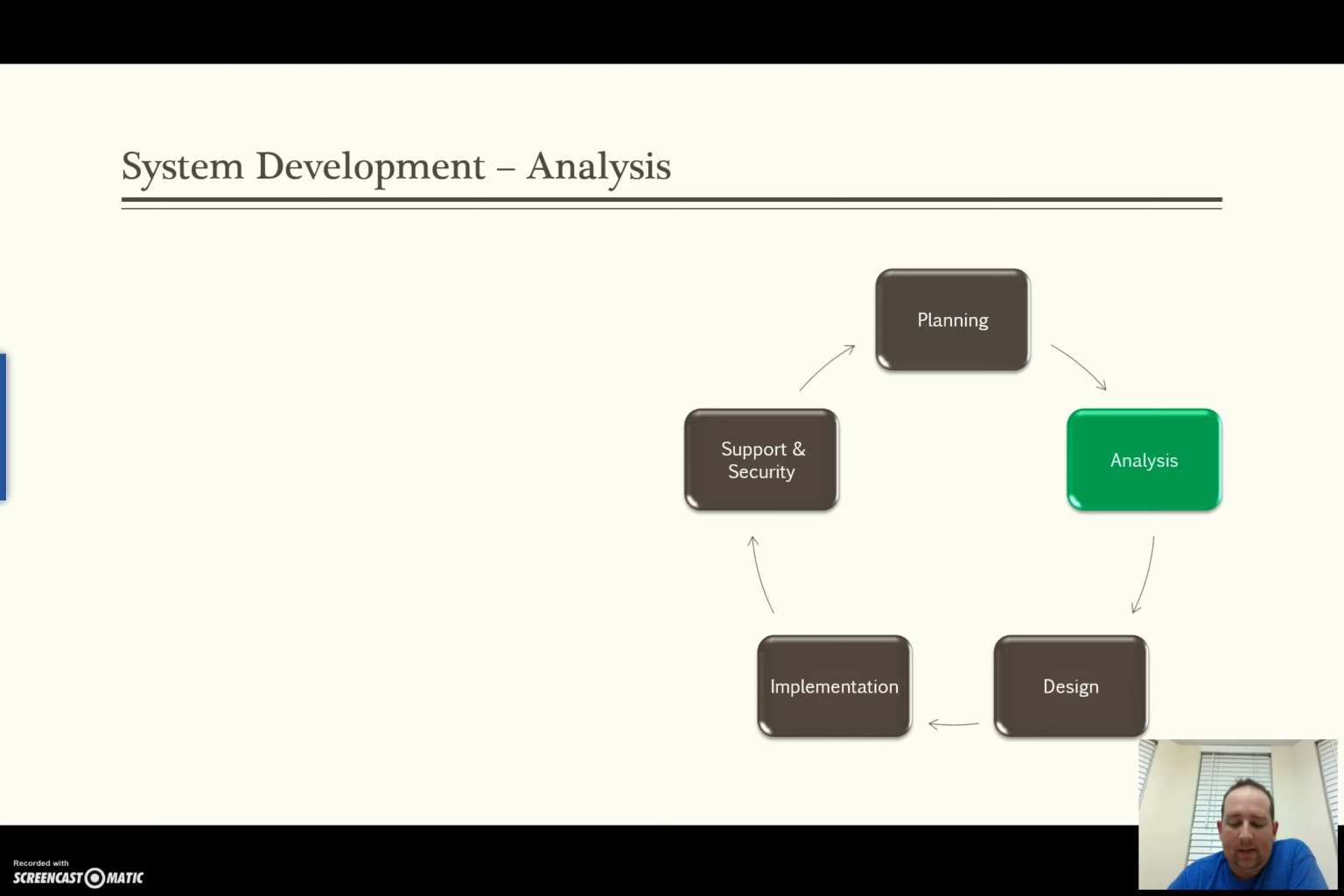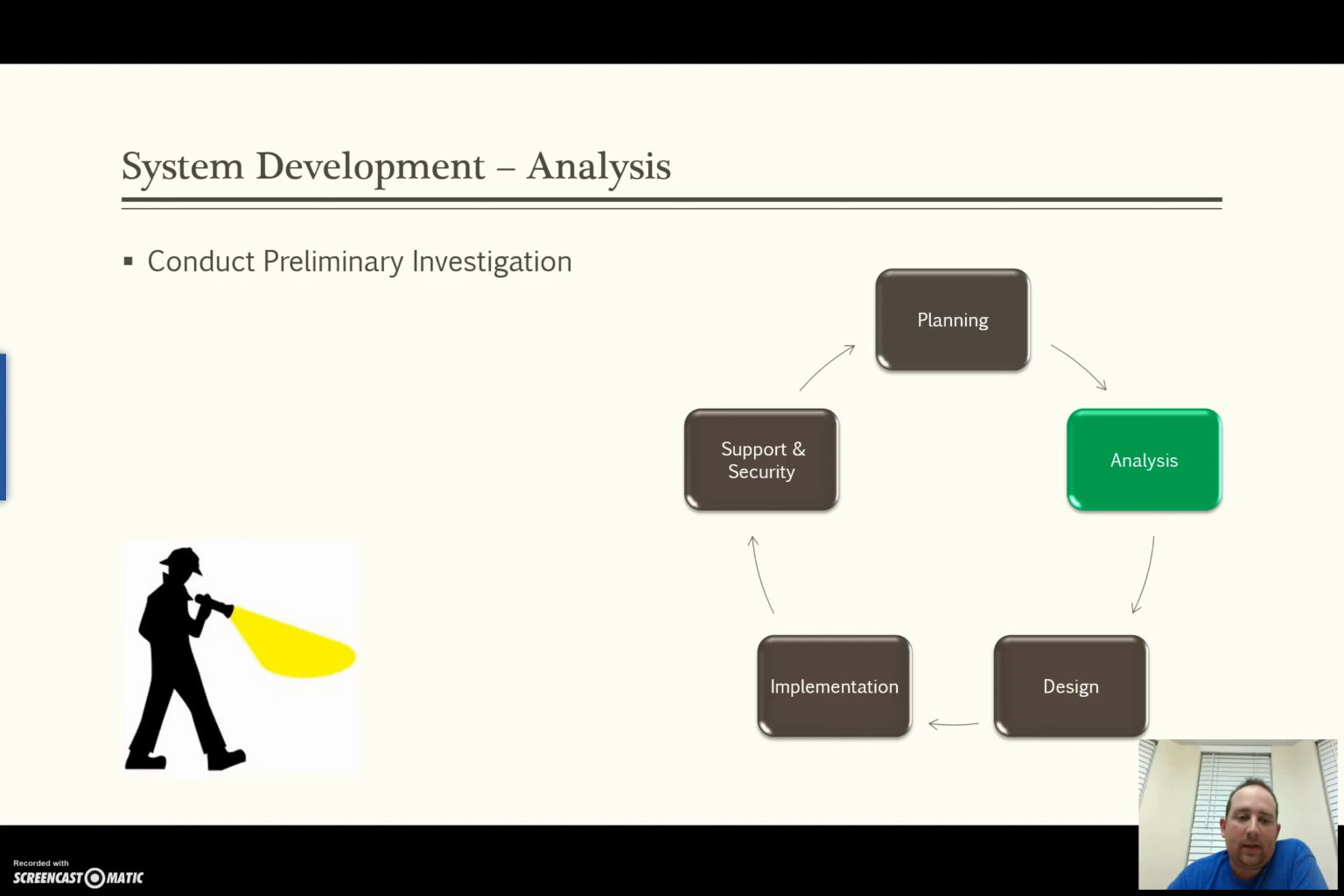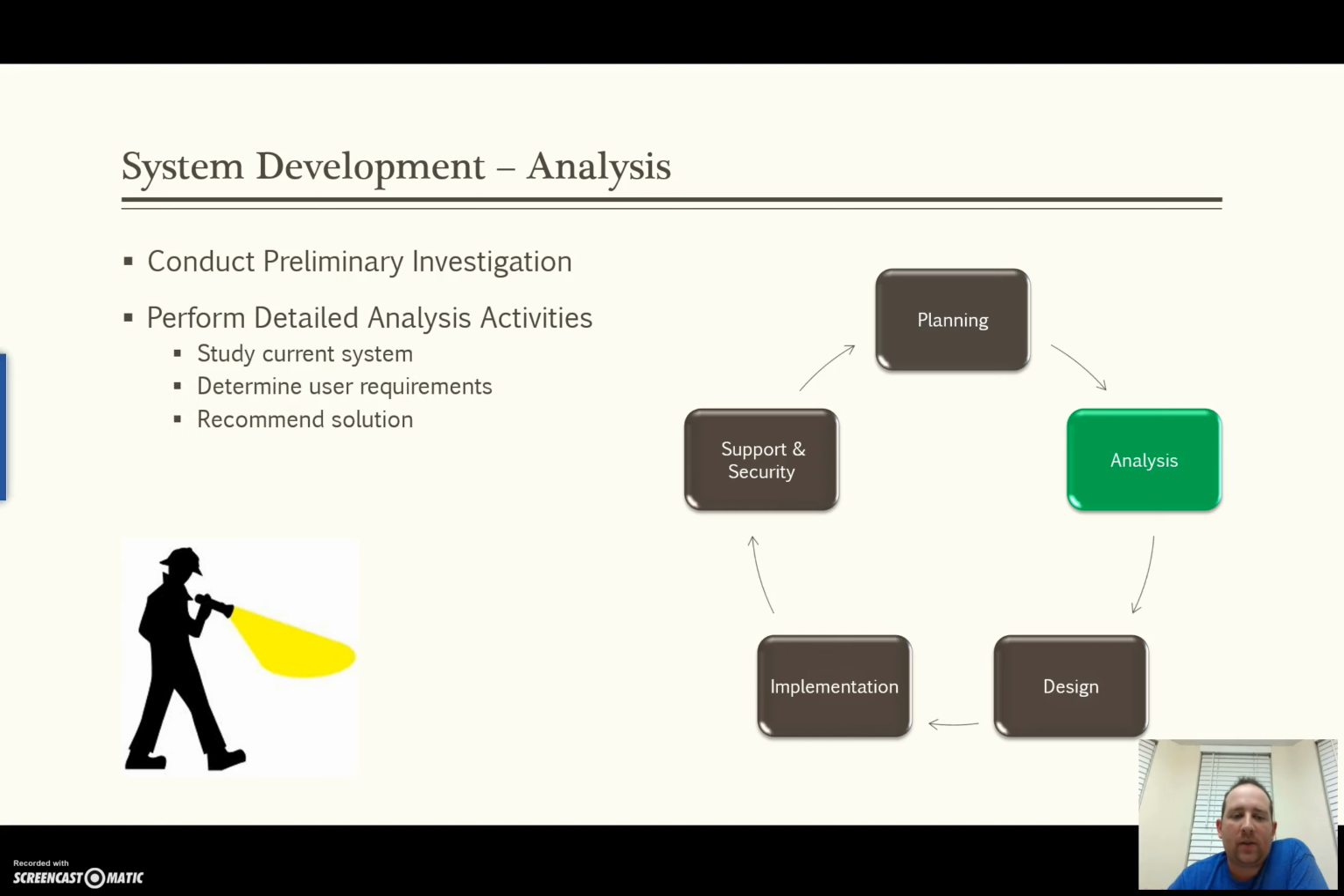The next phase is the analysis phase. This is typically conducted by what's called a system analyst, also known as a system developer. This is where you would conduct a preliminary investigation. You would perform any detailed analysis activities. This is, again, typically where that system analyst will go in and really do a deep dive and figure out exactly what the expectations are, what the issues are, what the outcomes will be. They're going to study the current system, they're going to determine the user requirements, and then ultimately they're going to recommend a solution.